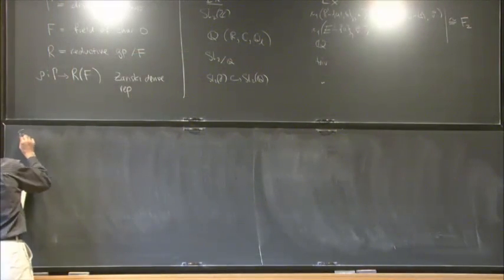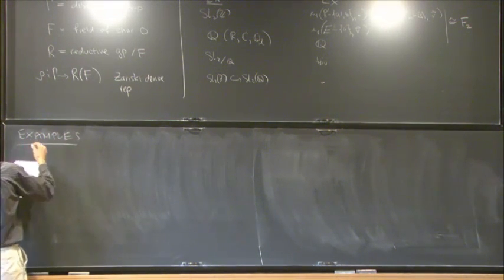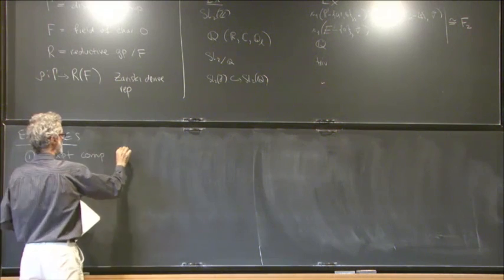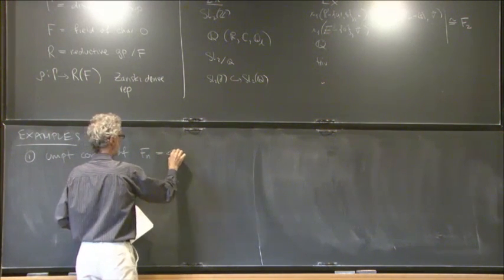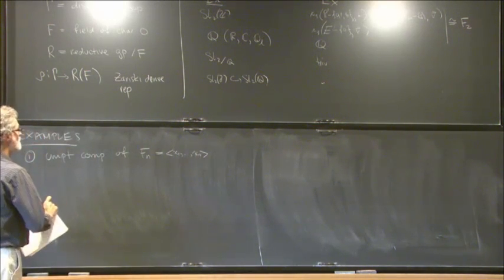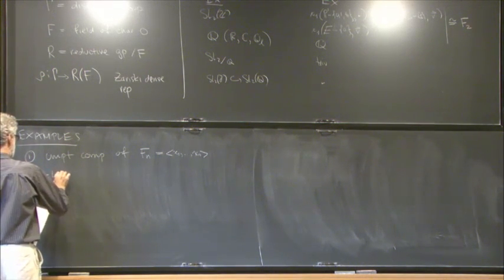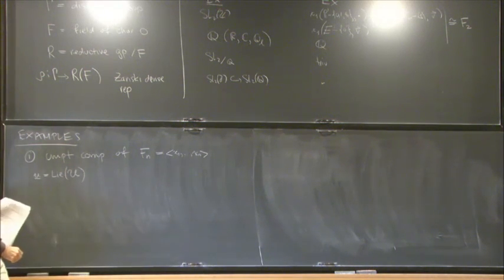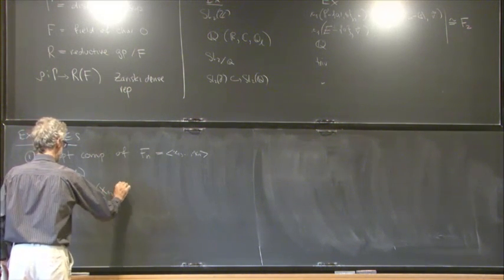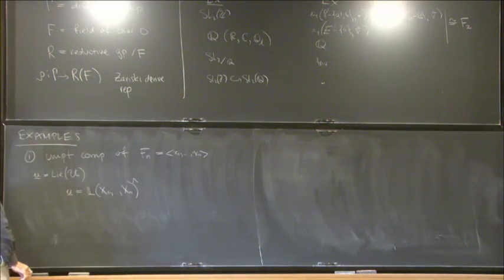All right, so let's do some examples. Let's look at the unipotent completion of a free group, say a free group on n generators, x1 through xn. Just to see how this works, it's going to be a pro-unipotent group, and U is going to be the Lie algebra of the unipotent completion. So U is going to be a free Lie algebra on indeterminates indexed by the same set, completed with respect to degree.